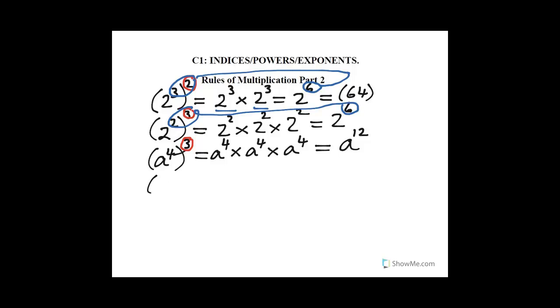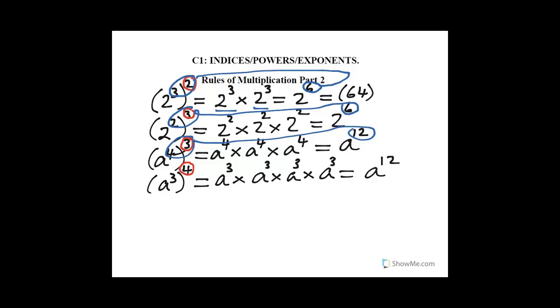Interchange the powers, so it's a cubed to the power of 4. The power of 4 tells us to multiply a cubed by itself 4 times. And the result is a to the power of 12. 3 plus 3 plus 3 plus 3 is 12. And we can also see that 4 times 3 is 12, and 3 times 4, of course, is 12.